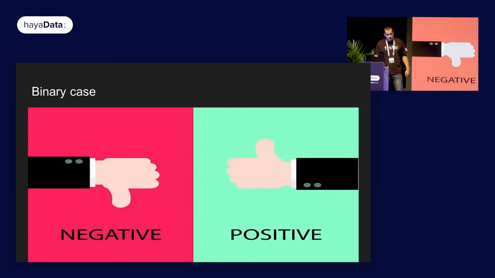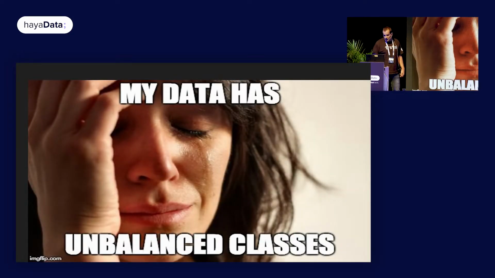So let's start with the binary case, and then we'll go back to the multi-classes. So the binary case is you have positive and negative, and beware, the class is imbalanced.